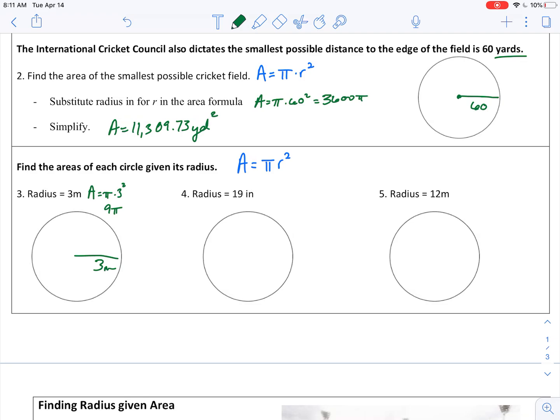So we're going to do the same thing here. Given our radius, we'll substitute that in for r and solve. So if this is 3 meters, then the area equals pi times 3 squared, or 9 pi. And you could leave it as 9 pi if you really want to, but if you want to do a decimal, then that would be 28.27 square meters.